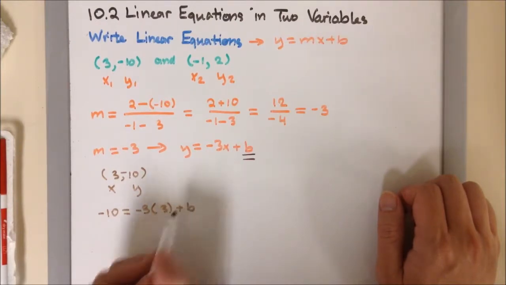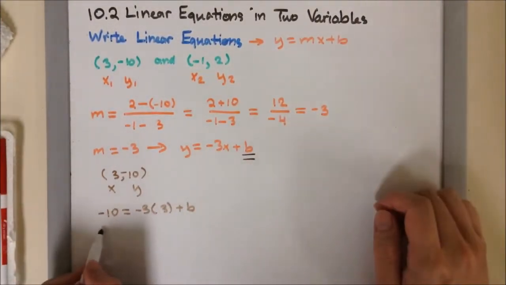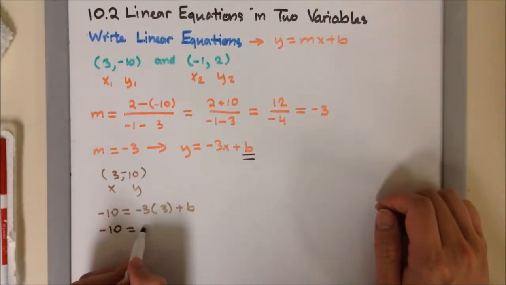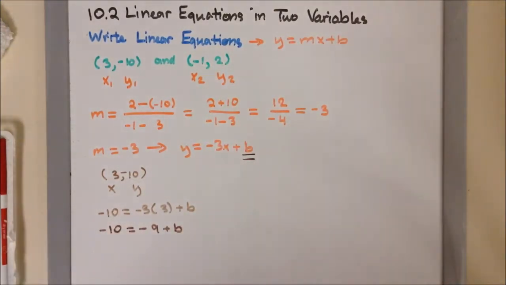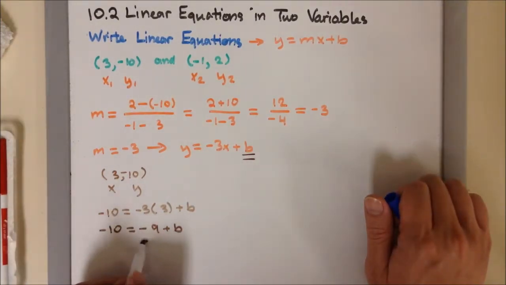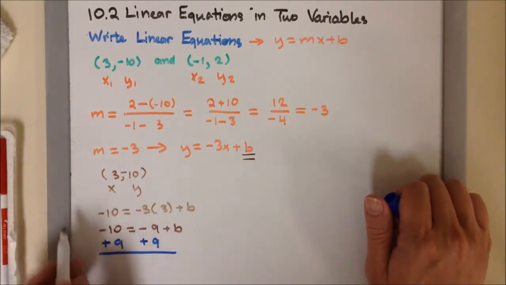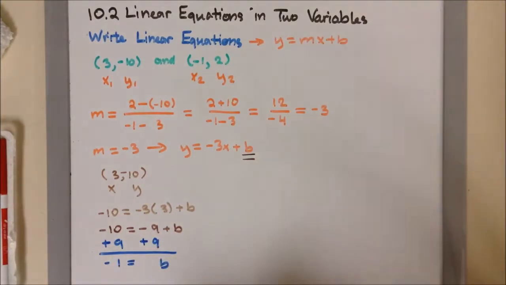And then plus b. From there, I'm going to simplify -3 times 3, which is -9 plus b. And then in order to solve, I'm going to get b by itself, so I'm going to cancel out the -9. I'm going to add 9 to both sides while balancing the equation. On the left, -10 plus 9 is -1, equals b. Alright, so I finished finding the b value.